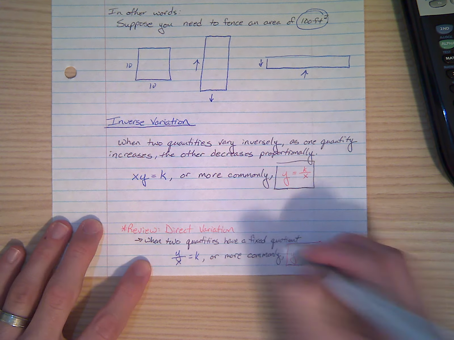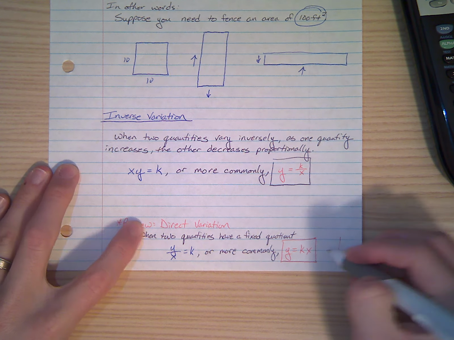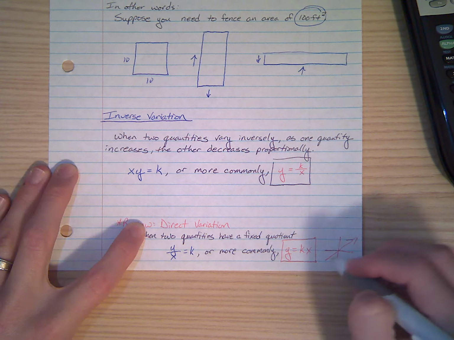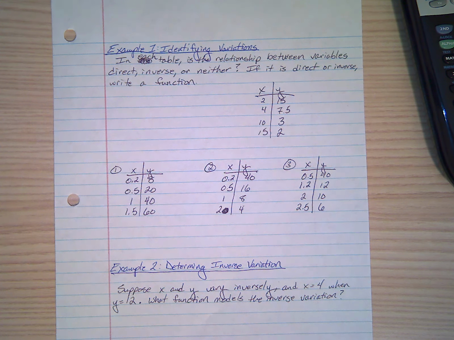This was direct variation. Direct variation formed a line that went through the origin. It was a basic line with a slope of k, whatever k is. The graph of this we'll get to in a later section. All right, but what does it look like?